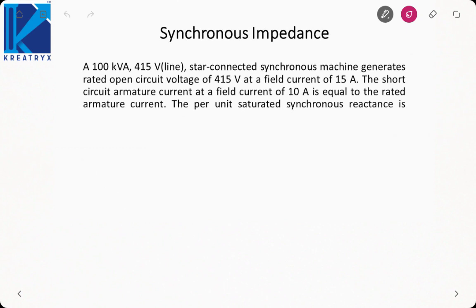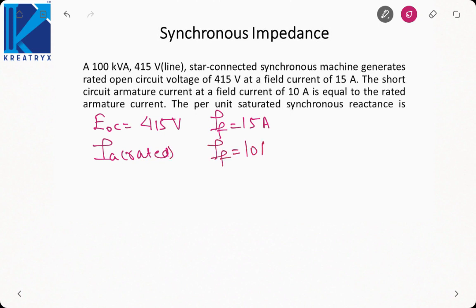Next, let us consider another problem based on synchronous reactance. It says a 100 kVA, 415 volt line voltage, star connected synchronous machine generates a rated open circuit voltage of 415 volt. So EOC is 415 volt at a field current of 15 ampere. The short circuit armature current at a field current of 10 ampere is the rated armature current. So IA rated, but it is at a field current of 10 ampere. So I cannot directly use the value of EOC and ISC. Why? Because they are at different field current.